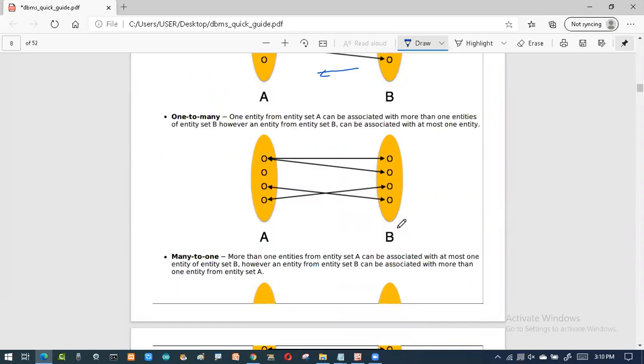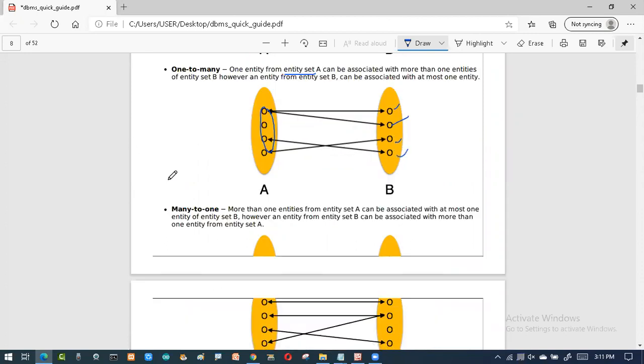Okay, then when I'm talking about one to many, an entity from set A can be associated with more than one entity. So these are all our entity sets. One entity is associated with more than one entity. Here you can see this is associated with this and this, and this is associated with this and this. So it says one to many.